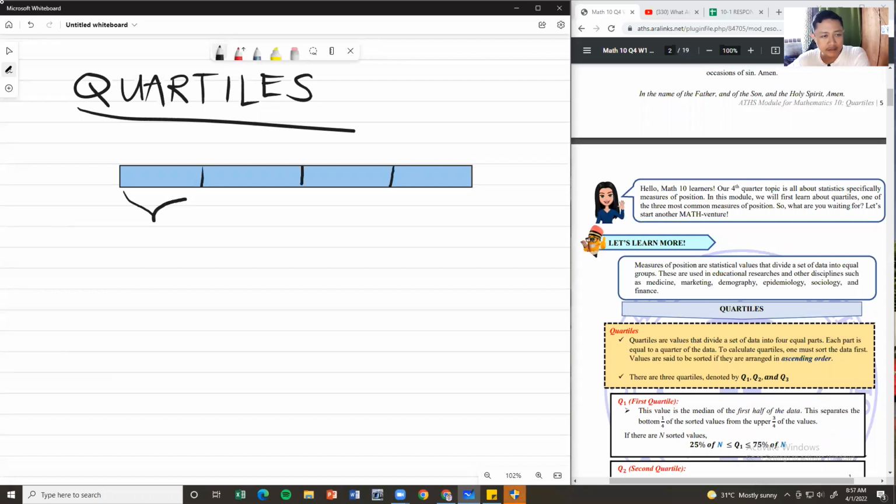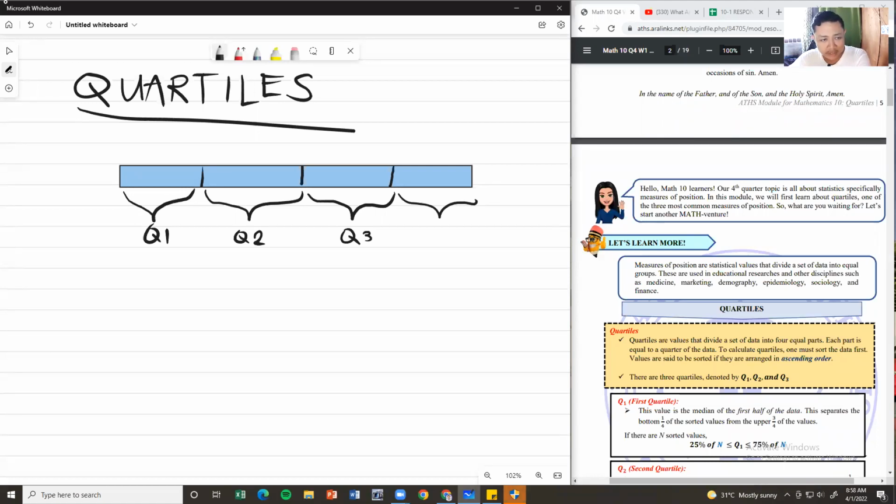This is the first quartile. This is the second quartile. This is the third quartile. And this is the fourth part, the fourth division from the set of groups. Now, so it says here dividing it into 4 equal parts. So ito yung 4 equal parts natin.